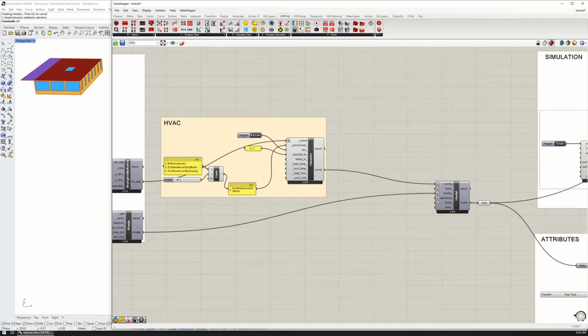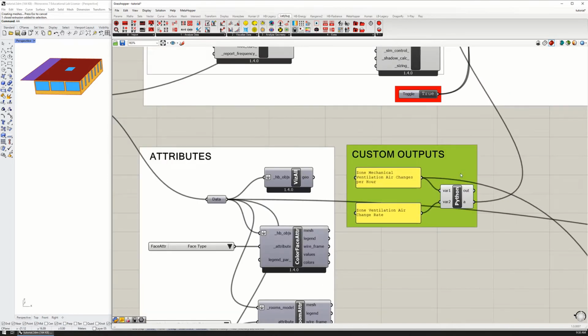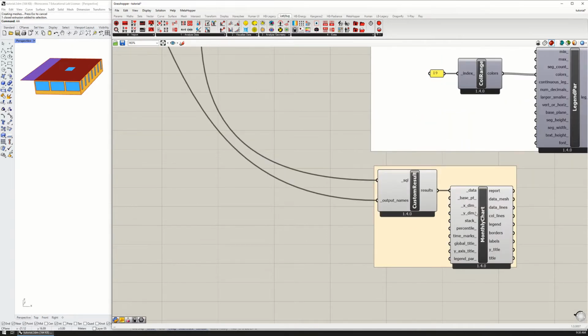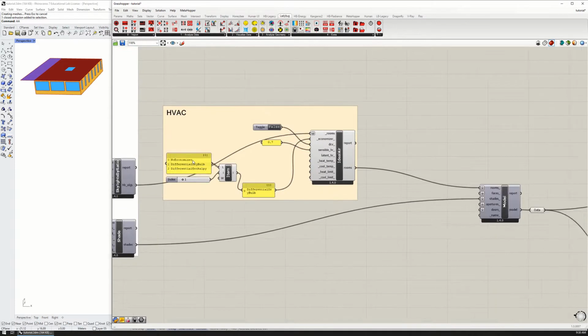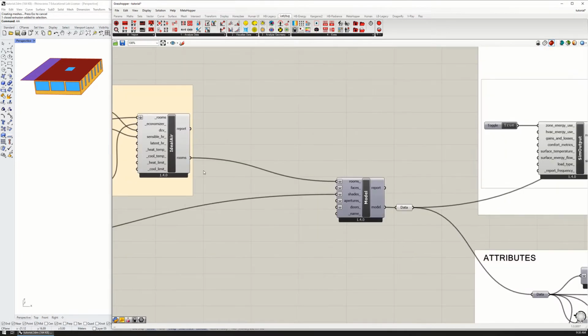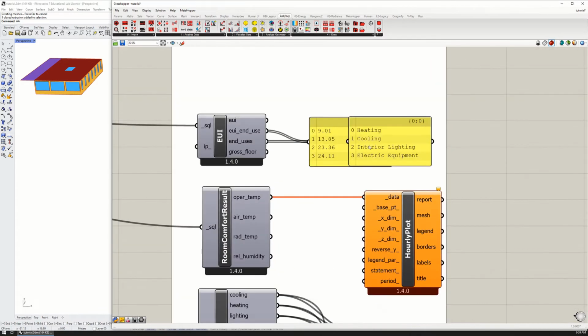Systems in Honeybee. In the last video, we looked at HVAC systems and some custom outputs and then visualizing those, which was down here. And in this one, I wanted to continue talking a little bit about this ideal air system. We talked about before how it outputs heating and cooling that is just the amount of heating or cooling needed to satisfy the thermostat set points.